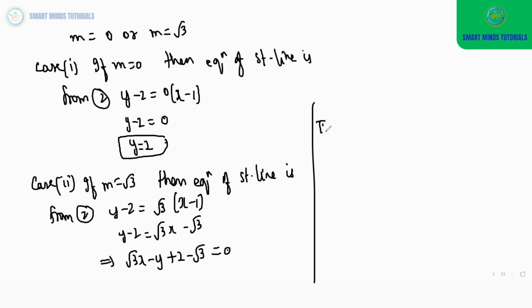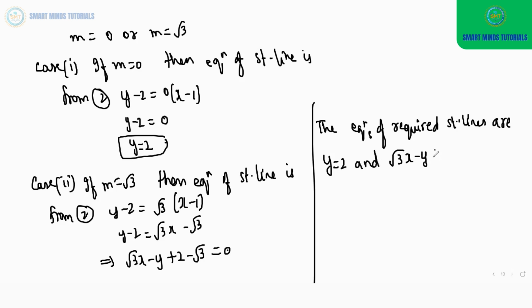So finally we write the conclusion. The equations of the required straight lines are y is equal to 2 and root 3x minus y plus 2 minus root 3 is equal to 0. This is the final answer.